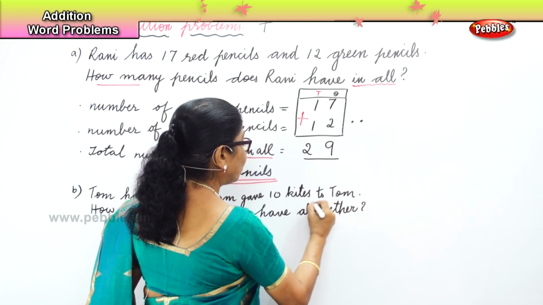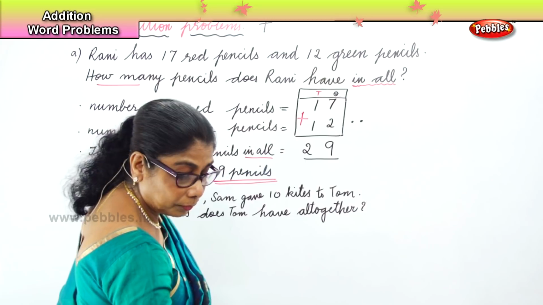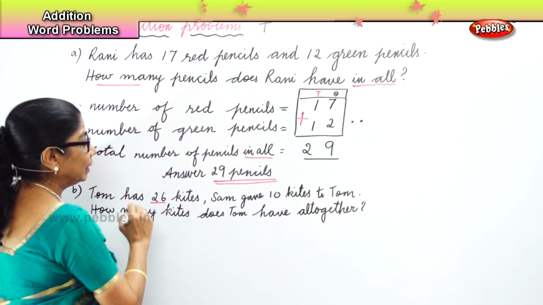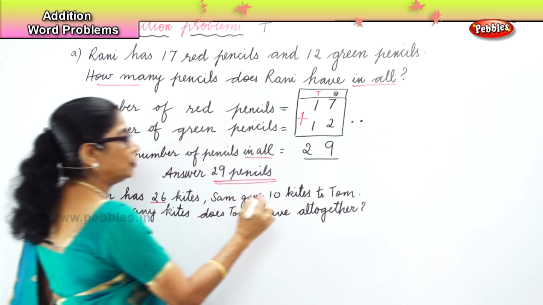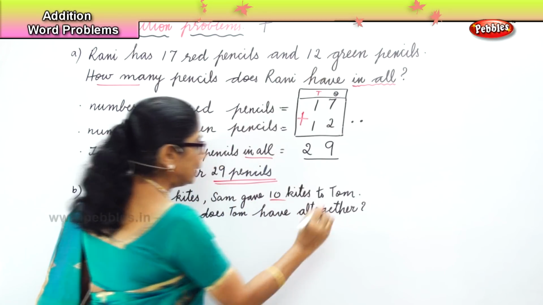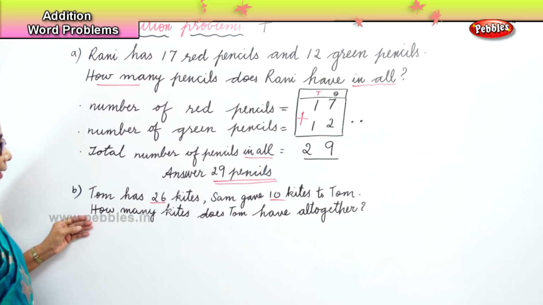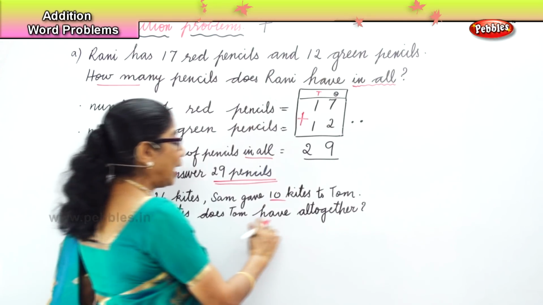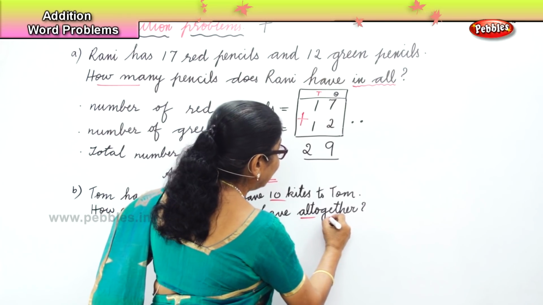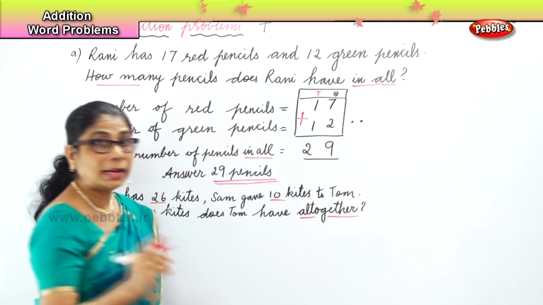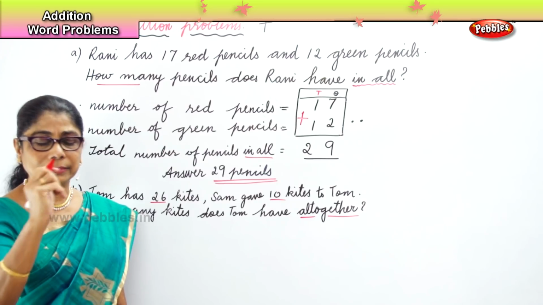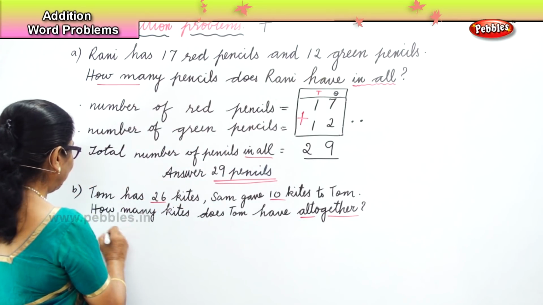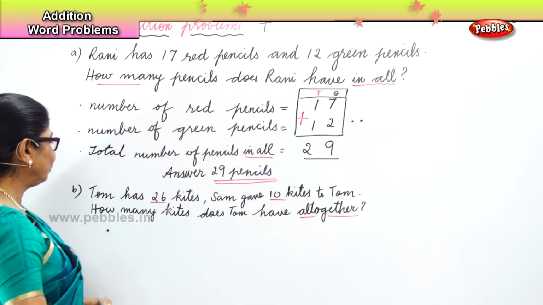Now let's read the problem again. Tom has 26 kites. Sam gave Tom how many kites? 10 kites. Okay, now the question is, how many kites does Tom have altogether? The word altogether means plus. Now we are going to look at what is the statement that we are going to write.